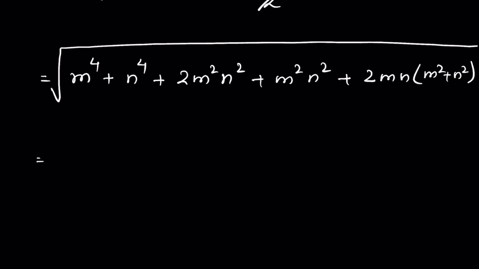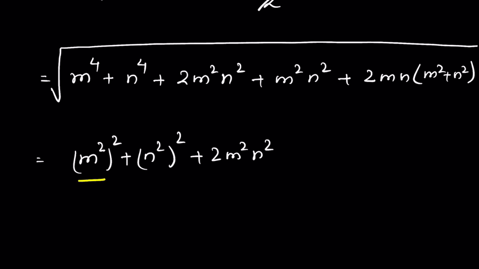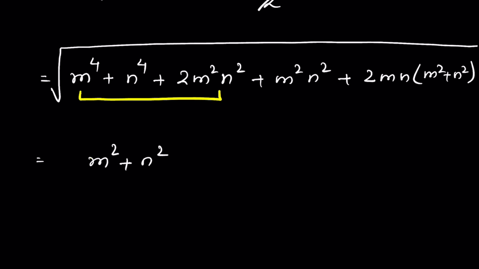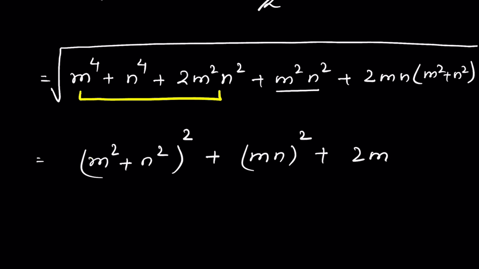Now m to the power 4 we can write as m square whole to the power 2 plus n square whole to the power 2 plus 2m square n square. Now if you consider m square as a and n square as b, then it is in the form of a square plus b square plus 2ab. So we can write these 3 terms as m square plus n square whole square, plus m square n square, we can write as mn whole square, plus 2mn times m square plus n square, under square root.